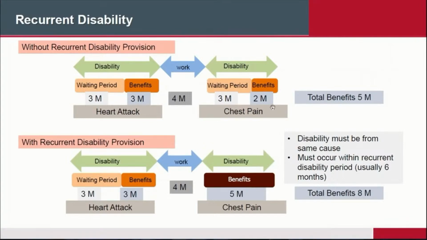Okay, so as it says here, the disability must be from the same cause, and it must occur within that period, like I say, within that period of 6 months. Again, the book does a good job of explaining what that's all about, and you will definitely get a question about recurrent disability as well.